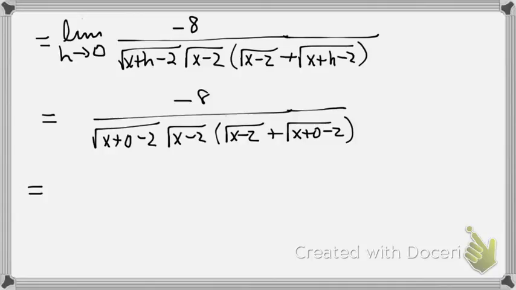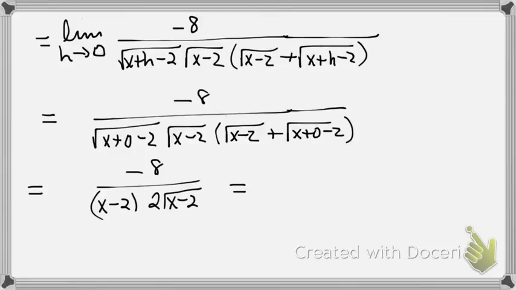Right? So on the outside of the parentheses, square root of x minus 2 times square root of x minus 2 is x minus 2. Inside the parentheses, square root of x minus 2 plus square root of x minus 2 is 2 square root of x minus 2. What do you see?